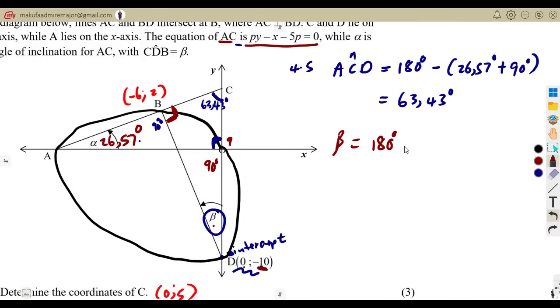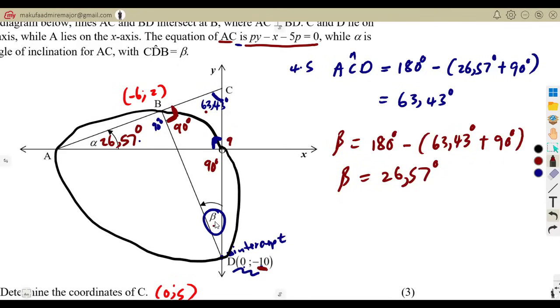Now, using that 63.43 degrees and this 90 degrees at B, we can calculate our angle beta. From 180 degrees, again, angles in a triangle, we have to subtract the 63.43 and this 90 degrees on the other hand. Remember those two, that's the right angle that you're given there. So this is going to give us angle beta, which is 26.57 degrees. So as we can see, guys, these two angles are equal. For alpha to be equal to beta, it means that's a cyclic quadrilateral. ABOD is a cyclic quadrilateral.